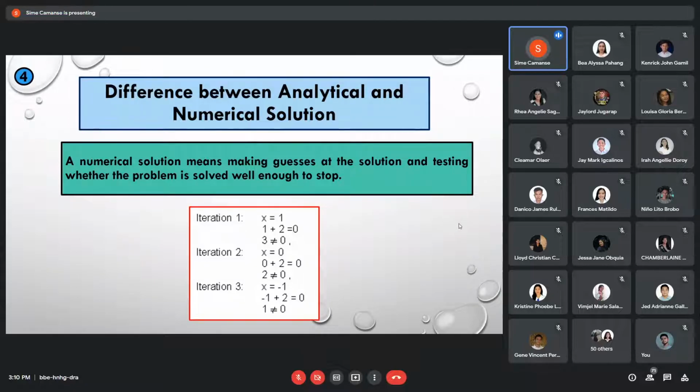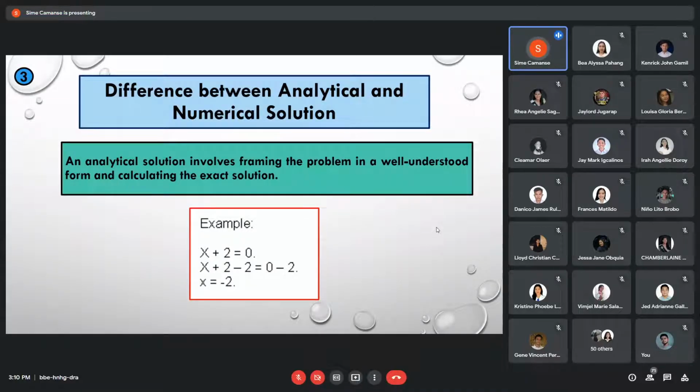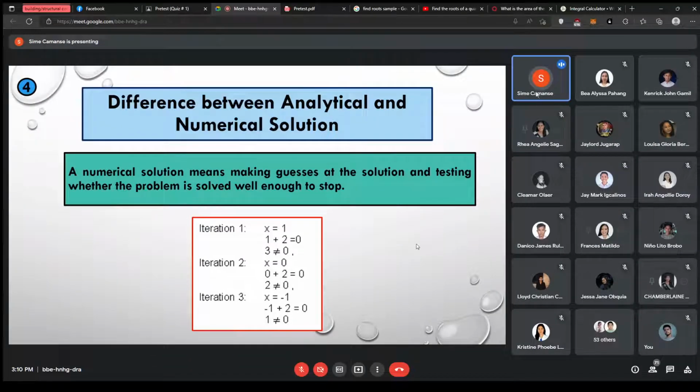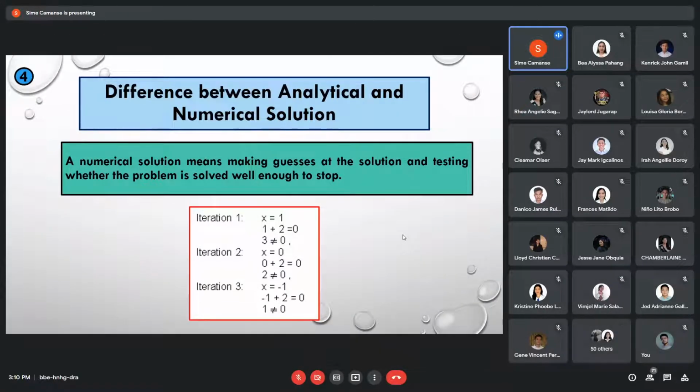So, to make it clearer, okay, let us go back to our x plus 2 is equal to 0 problem. So first iteration, when your x is equal to 1, then you will substitute it in this value. So you have 1 plus 2 is equal to 3. So therefore 3 is not equal to 0. So imong abos-abosan gamay. So you will have iteration 2. So let's say your x is equal to 0. So 0 plus 2 is equal to 2. So 2 is not equal to 0. So meaning to say, dili siya layo ra kayo. And then check the error, dako kayong error. Then you have iteration 3.